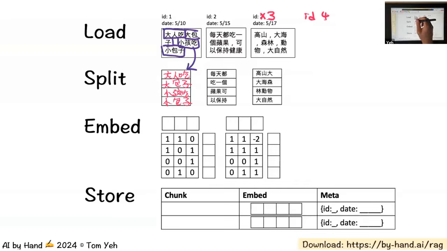In Chinese, I can read it for you. 大人吃大包子，小孩吃小包子. And once this is split into 4 chunks, in this case, it could be more chunks if we keep going in this document.